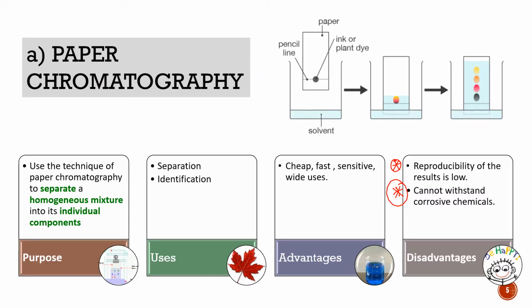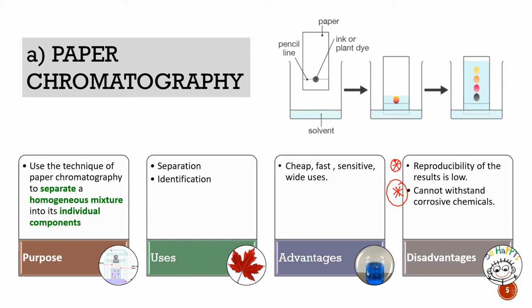So let's proceed with paper chromatography. The purpose is to use the technique of paper chromatography to separate a homogeneous mixture into its individual components. The uses are separation and identification. Paper chromatography is a cheap, fast process, very sensitive, and widely used.